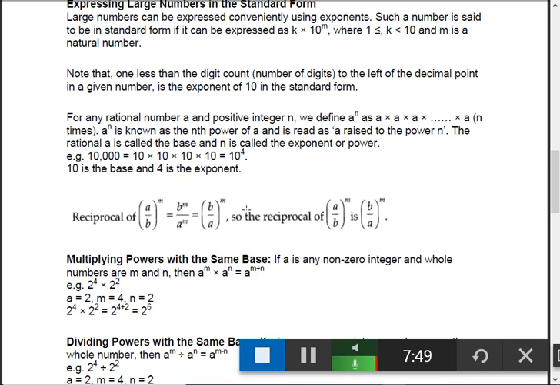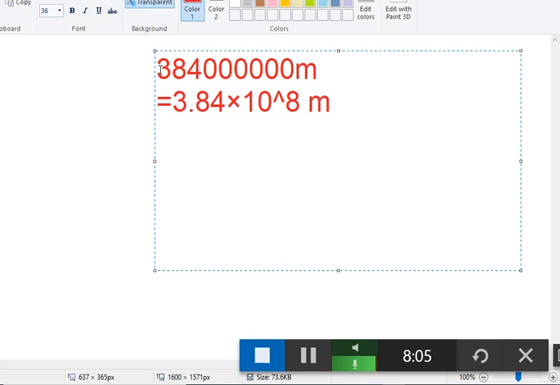Okay. So how to write the number in the standard form? 1 less than the digit count to the left of the decimal point in the given number is the exponent of 10 in the standard form. Let's understand this. 1 less than count of the digits means what? See here, how many digits are there? 3 plus 3 is 6, plus 3 is 9. So 9 digits are there. 1 less than the count of the digits means 10 raised to 8 it should be. So 3.84 into 10 raised to 8. Always count 1 less than the number of digits and then raise to that number. Okay, and give a point after the first number only.